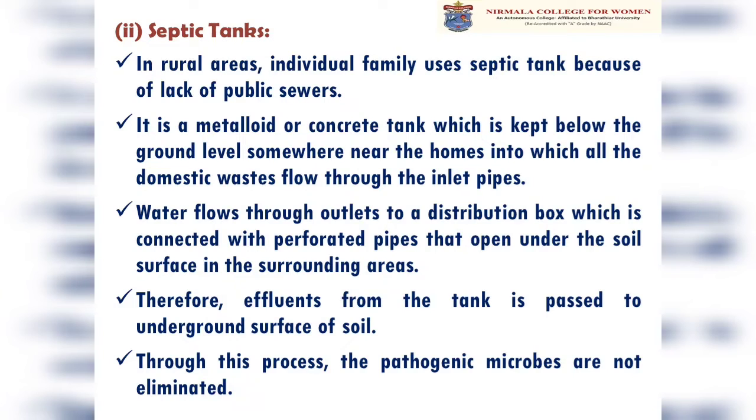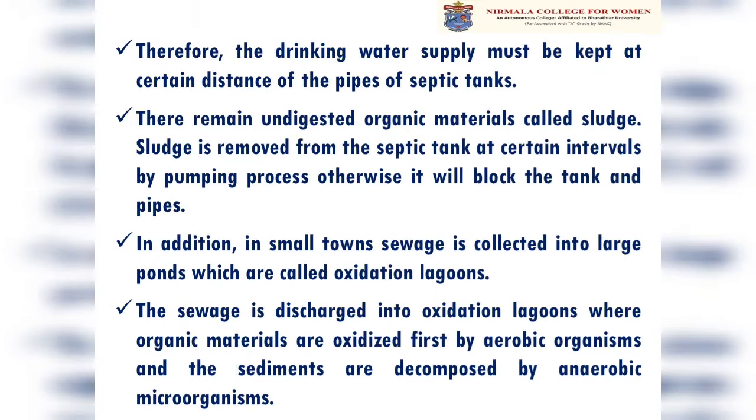Through this process, the pathogenic microbes are not eliminated. Therefore, the drinking water supply must be kept at a certain distance from the pipes of the septic tank. There remain undigested organic materials called sludge, and it should be removed from the septic tank at certain intervals by a pumping process, otherwise it will block the tank and pipes.